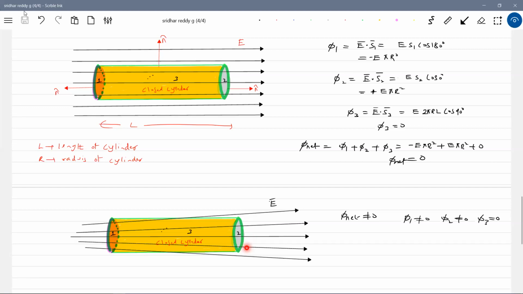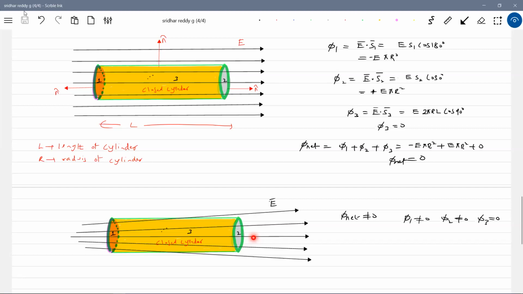Number of lines of force entering equal to number of lines of force leaving, then net flux through a surface or through a structure or through a body, we say 0. What about here? The number of lines of force, definitely what I can say is that it will be non-zero.